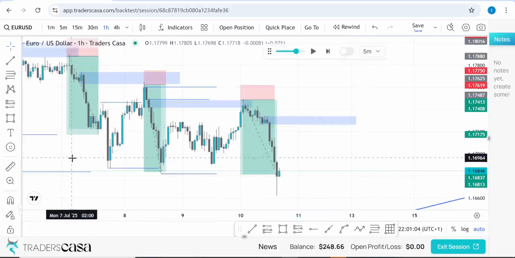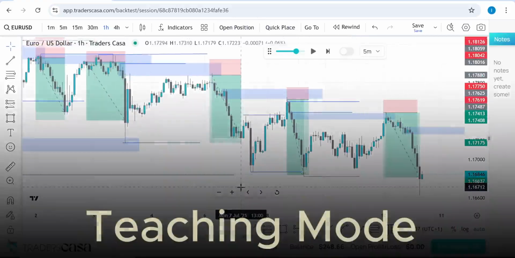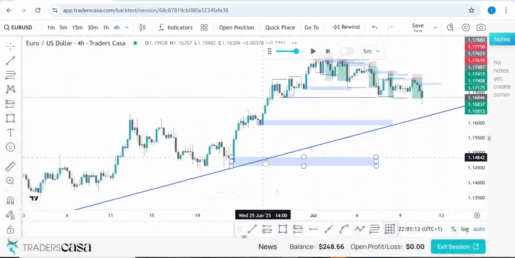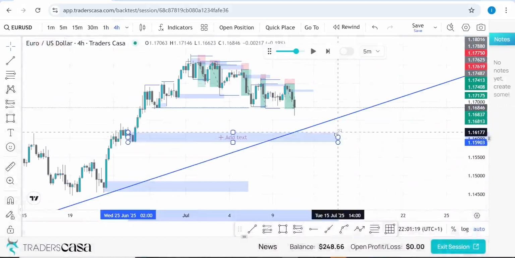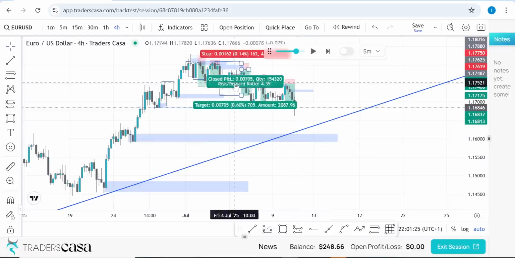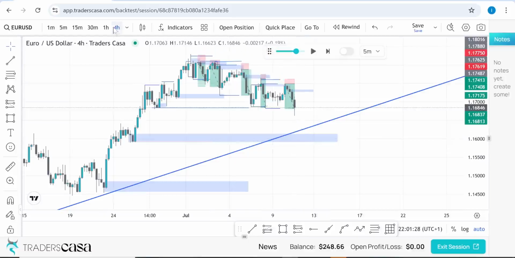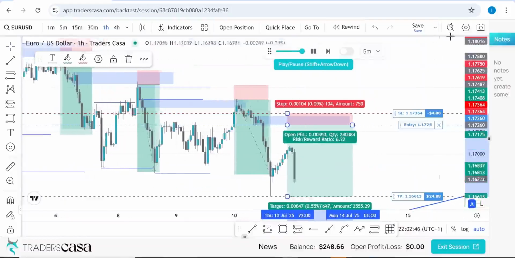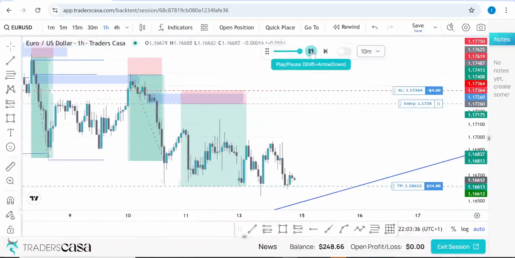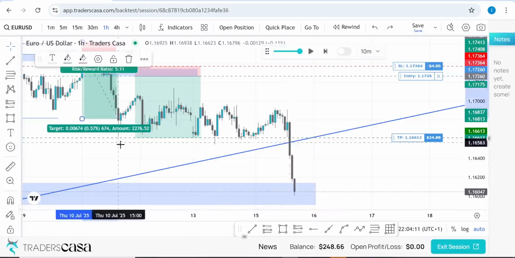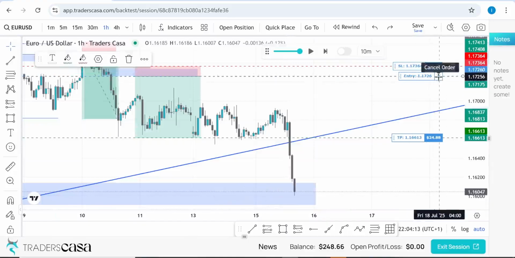So now let's go to teaching mode. First of all, let's take it to the 4 hour. Something is even telling me I should trade, because I'm sure this is going to come down all the way here. Okay, no need. We are already in the zone, so we can't do anything again. We missed this particular entry.